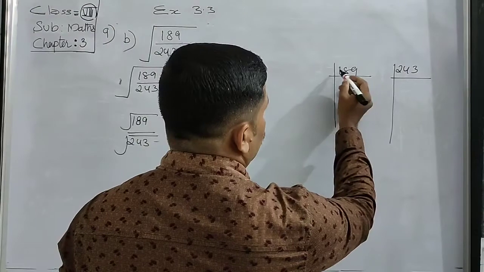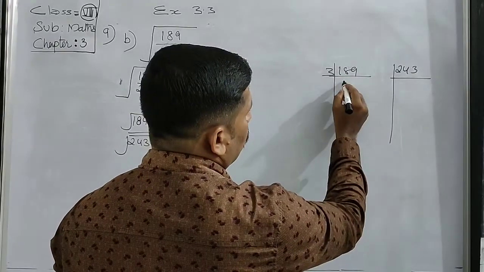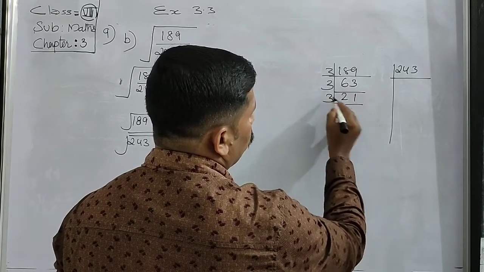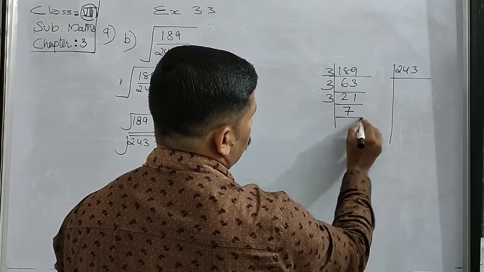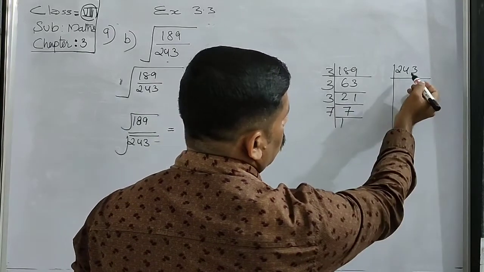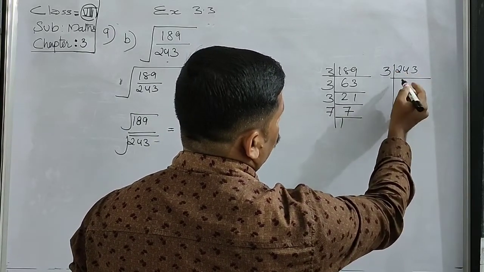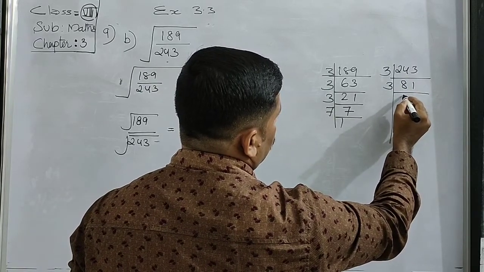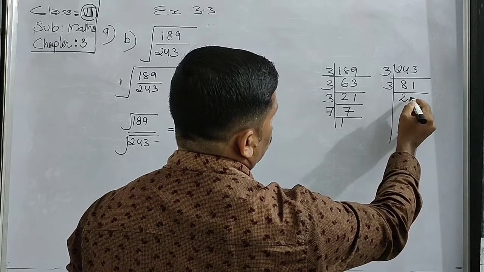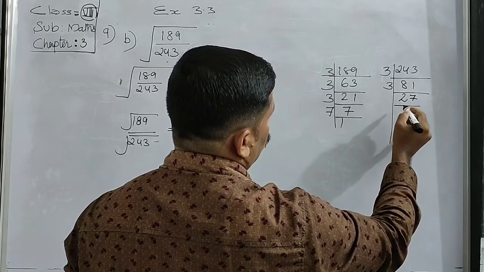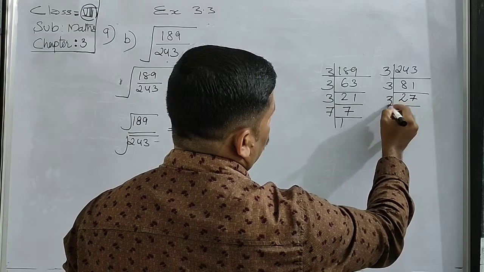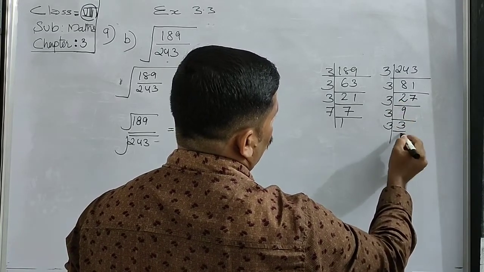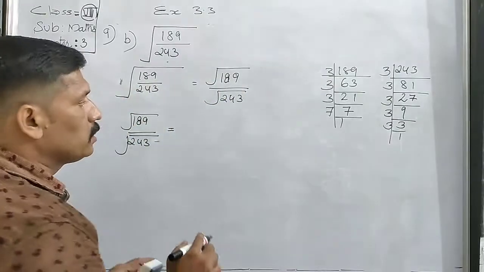This number 189 can be factorized by 3. So 3 6's are 18, 3 3's are 9. Again by 3, 3 2's are, 3 1's are. Again by 3, 3 7's are. Then 7 1. Next, this also can be factorized by 3, 3 8's are, 3 1's are. Then 3 2's are 6 and 3 7's are 21. Then next 3 9's are 27. Next 3 3 and 3 1. So here we have found out the factors of all these numbers.